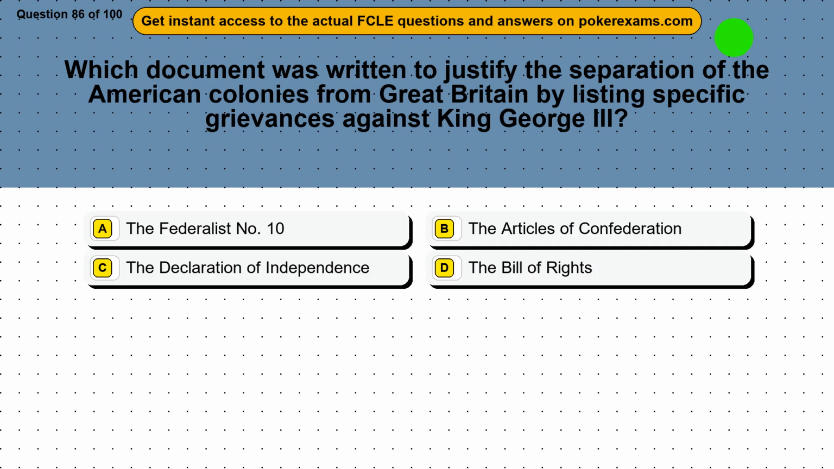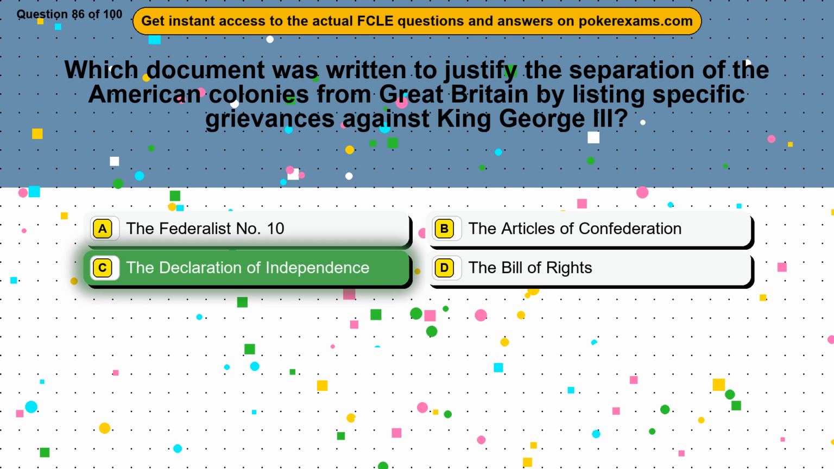Which document was written to justify the separation of the American colonies from Great Britain by listing specific grievances against King George III? Option A, the Federalist No. 10. Option B, the Articles of Confederation. Option C, the Declaration of Independence. Option D, the Bill of Rights. The correct answer is option C, the Declaration of Independence.